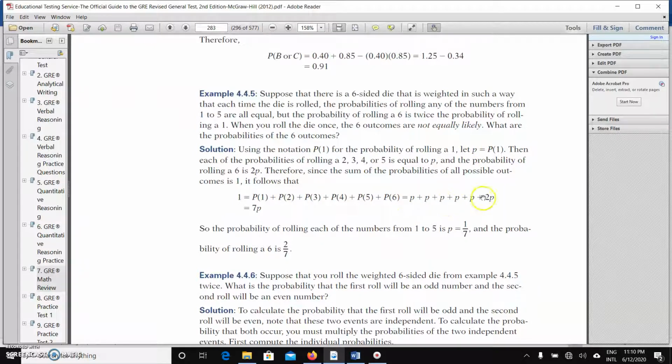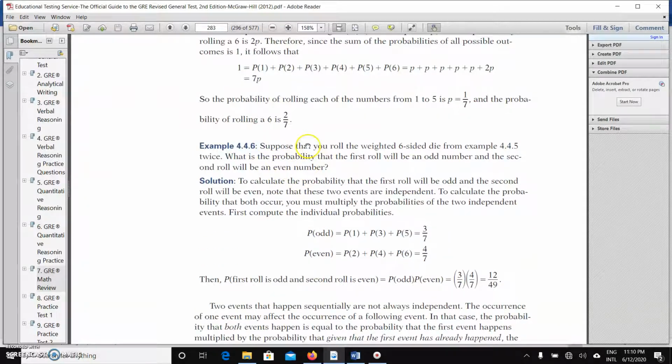So by the time you add all this together and equate it to 1, you get the probability. When you add it together, you have 1 over 7. Since you have to calculate the probability of the 6 outcome, that will be 2P, that will be 2 times 1 over 7, which is 2 over 7.